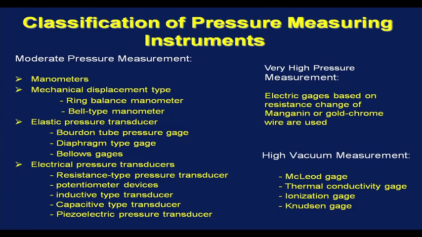Let us now classify the pressure measuring instruments that we frequently encounter for measurement of pressure. We can broadly classify the pressure measuring instruments under 3 different categories depending on the magnitude of pressure we are measuring. We can measure a moderate pressure, we can measure a very high pressure, or we may be interested in measuring very low pressure or high vacuum.